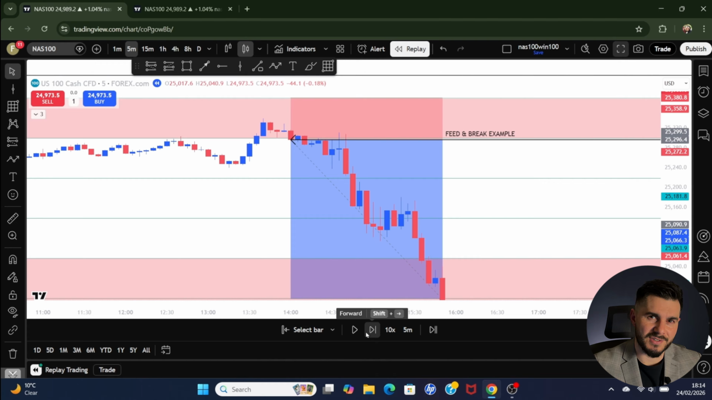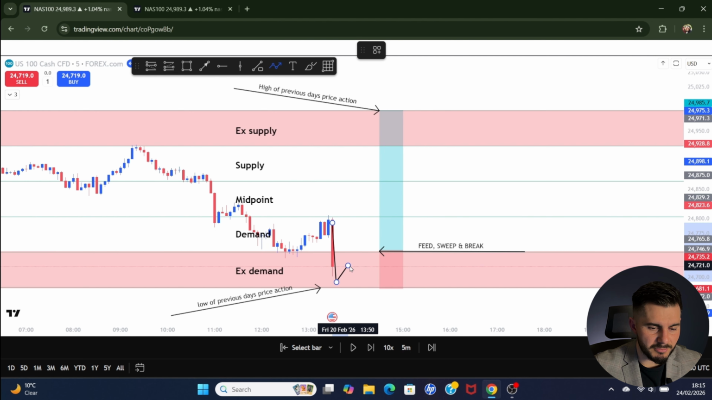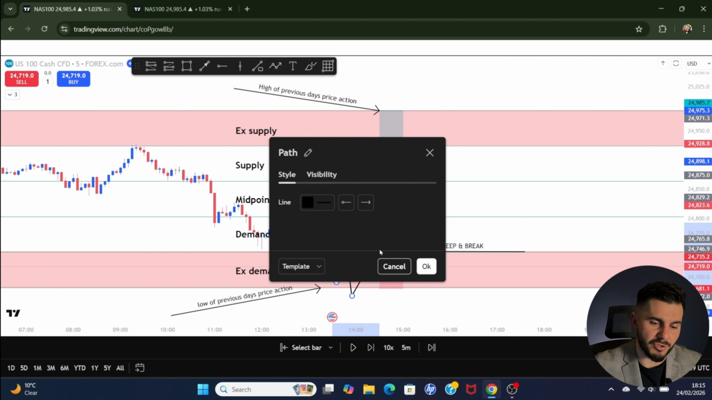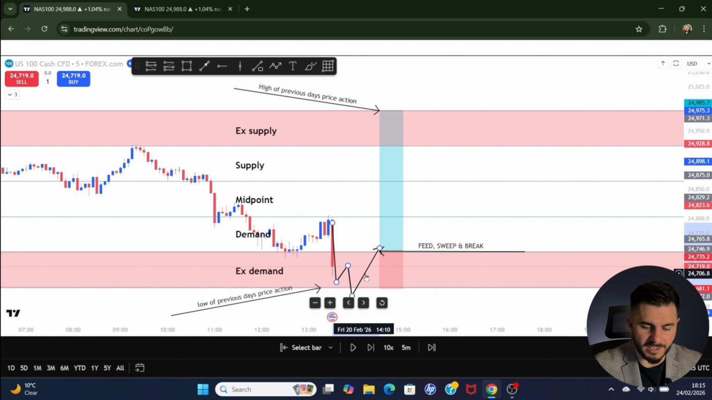Now let's get into the second example, a feed, sweep and break. Very similar to the first example, but with one little addition. So we are waiting for price to come down into this zone, spend a little time here, take out the previous day's low, come back up, close in the internal structure of our supply and demand zones, and then go long for a trade. And I'll show you exactly how this plays out, one candle at a time.